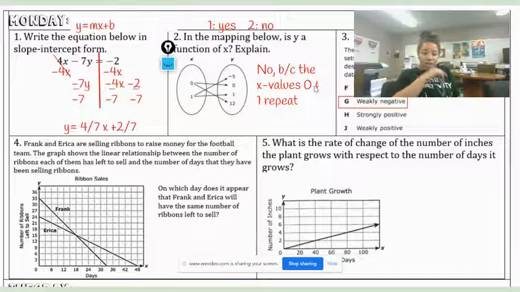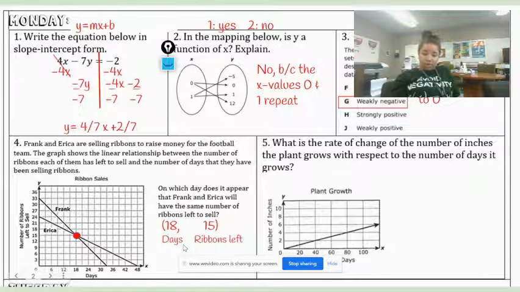This is a simultaneous equation. And basically, we want to look at the point of intersection to see where those are. And that would be 18 and 15. So in 18 days, they've got 15 ribbons left. So that's what that one's going to be. Frank and Erica are selling ribbons to raise money for a football team. The graph shows a linear relationship between the number of ribbons each of them has left to sell and the number of days that they have been selling ribbons. On which day does it appear that Frank and Erica will have the same number of ribbons left to sell? So it'd be 18 days, 15 ribbons left.